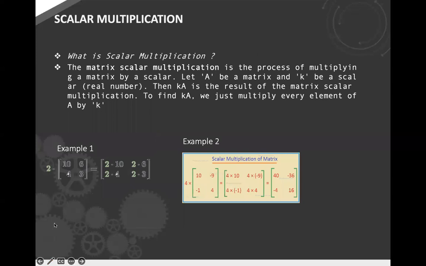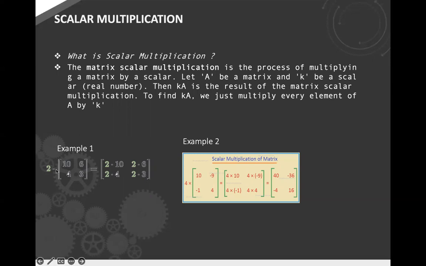So what is scalar multiplication? The matrix scalar multiplication is the process of multiplying a matrix by a scalar. So let's say we have A being a matrix and K being the scalar, a real number. Then K times A is the result of the matrix scalar multiplication. And to find KA, we must multiply every element of A by K.